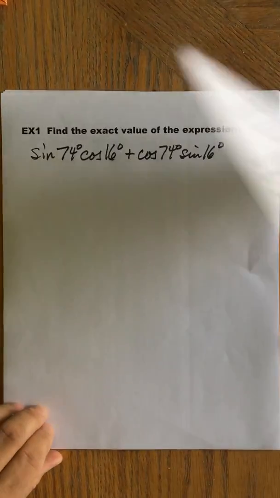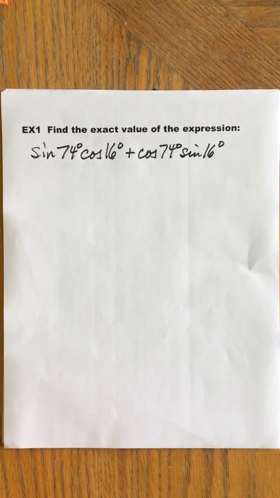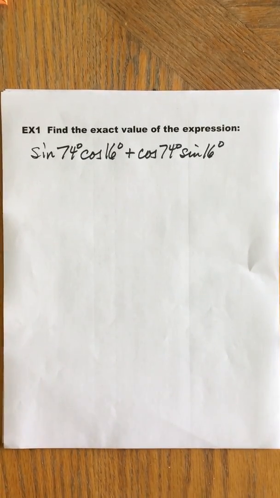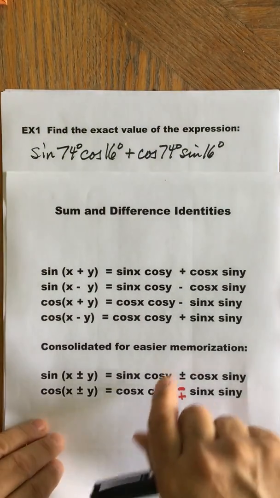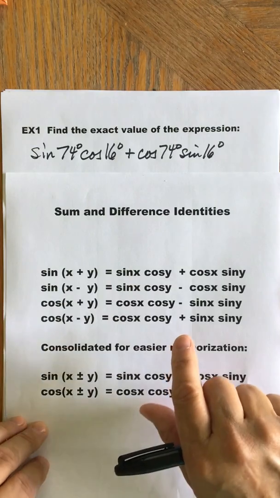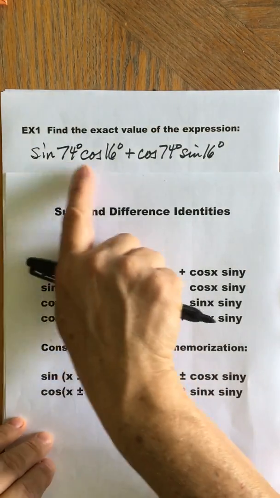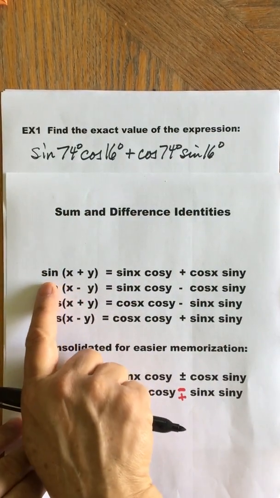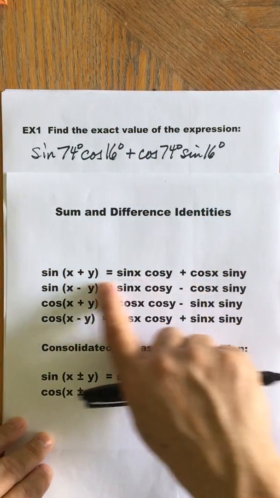So let's say you're asked to find the exact value. Of course, that means you keep roots and constants like pi, of the expression sine of 74 cosine of 16 plus cosine of 74 sine of 16. So when I look at my sum and difference identities, I first look for the form. This is all about form. What does it kind of look like? Well, I have sine, cosine, cosine, sine. So that's going to be one of the sine formulas. It's the sine of either the sum or the difference of two angles. And since this is a plus, then that will also be a plus.